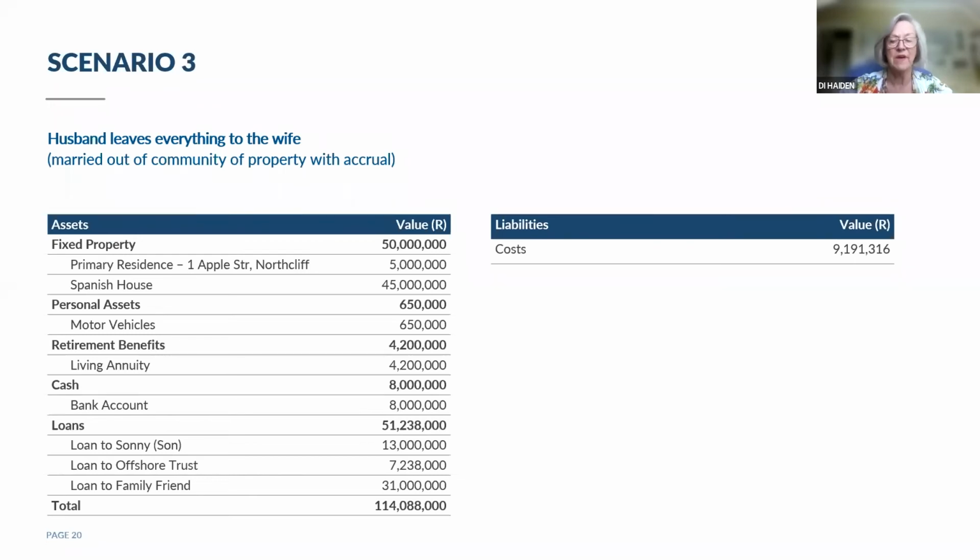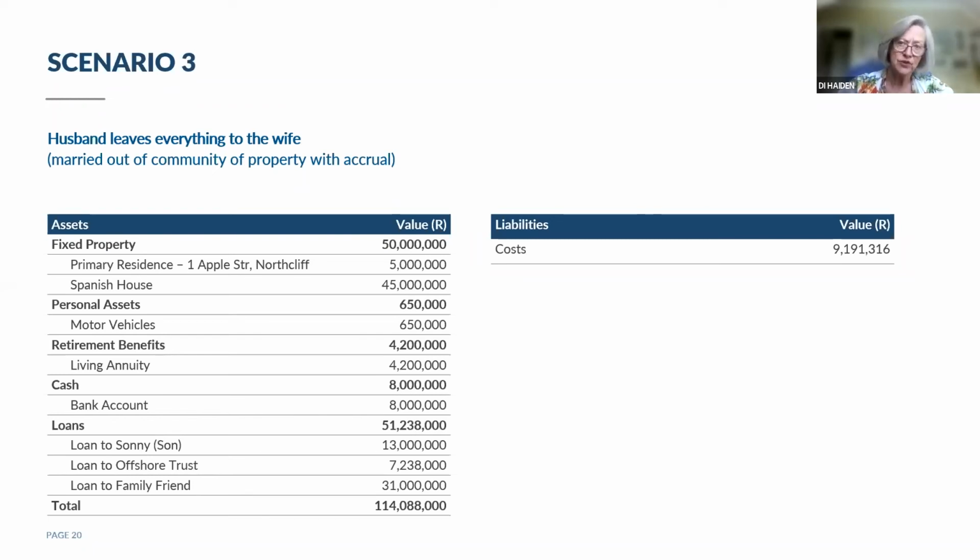So there we have 114 million rands worth of assets. You do the sums and you think, oh, there's going to be a huge amount of estate duty if it hadn't all been left to Jane. But we've got a whole lot of curveballs coming your way. So please just bear with us and concentrate on what we're saying.